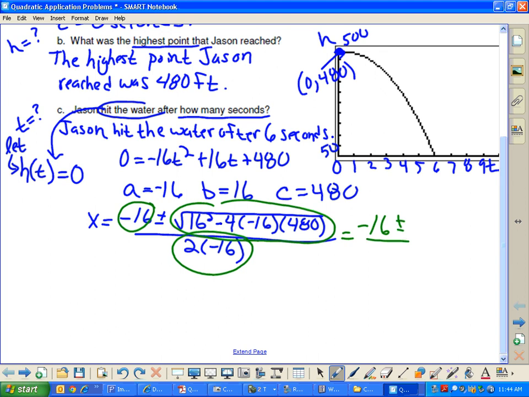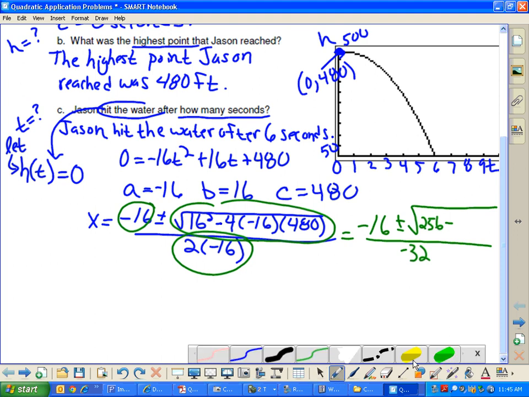I also then usually chicken out and go to the bottom. I'm going to simplify 2 times negative 16. That's negative 32. 16 squared is 256. Minus, and then I have to do 4 times 480 times negative 16, or 4 times negative 16 times 480. I don't do anything fancy with the signs here because I brought my minus across. So right now in my calculator, I just found the product of 4 times negative 16 times 480. When I multiplied those three things together, I did get negative 30,720.